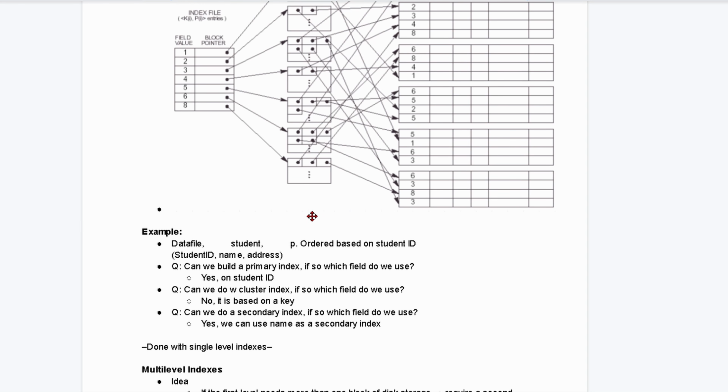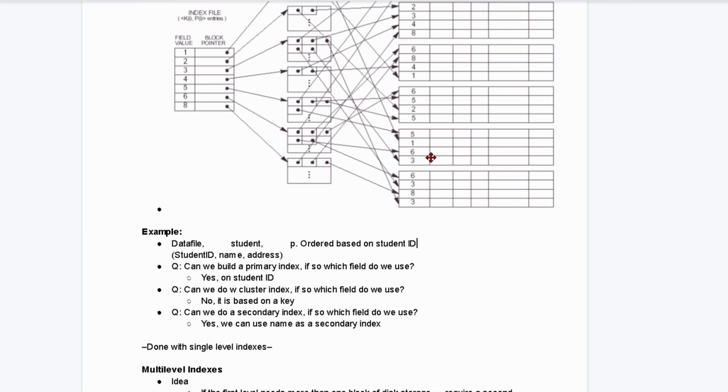Let's look at an example. So we have our data file, student, and it's ordered based on our student ID. We have our student ID, name, and address. Can we implement a primary index? We can. Our primary index can be the student ID. Can we implement this with a cluster? No, because it's ordered based on the student ID, so it's a key. We can't do any of that.